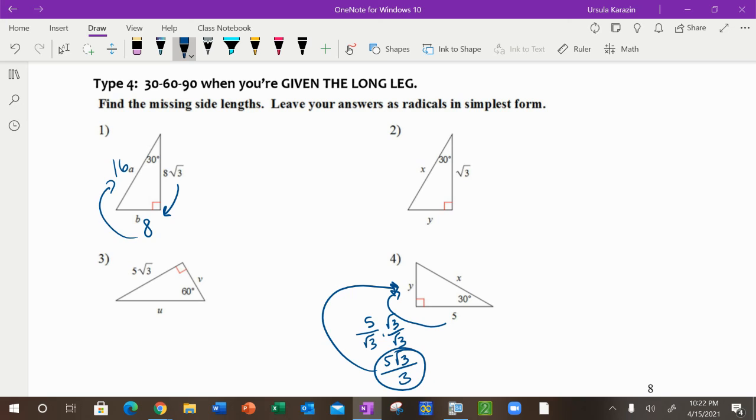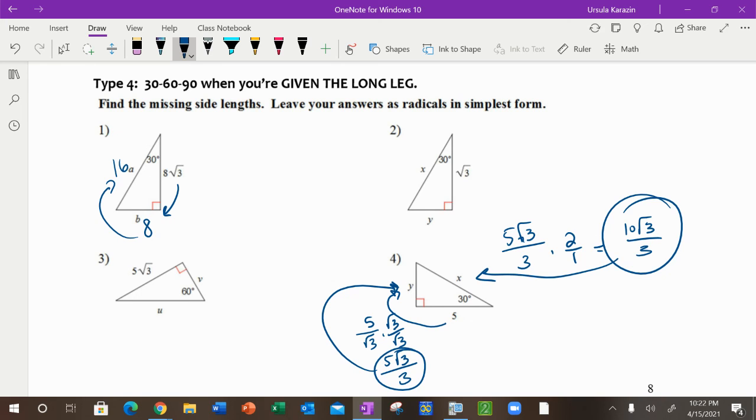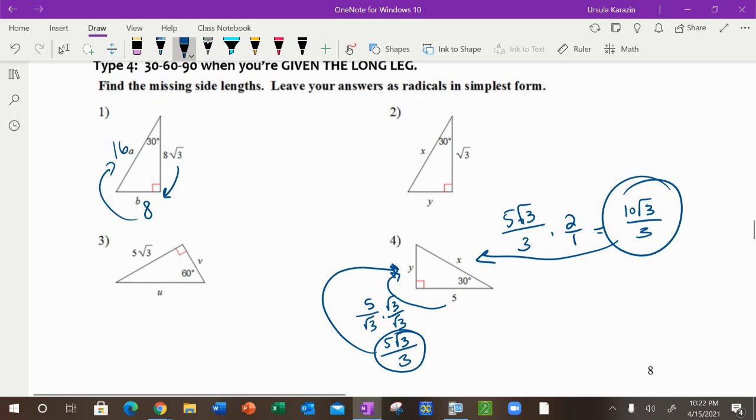And then I multiply that by 2. Now, guys, this is where sometimes kids make silly mistakes. When you multiply by 2, you only multiply the numerator because it's 2 over 1. So you don't multiply both, just the numerator. 10 square root of 3 over 3. And that's this one. All right, I'm going to pause. I suggest you do 2 and 3 and then come back to me.